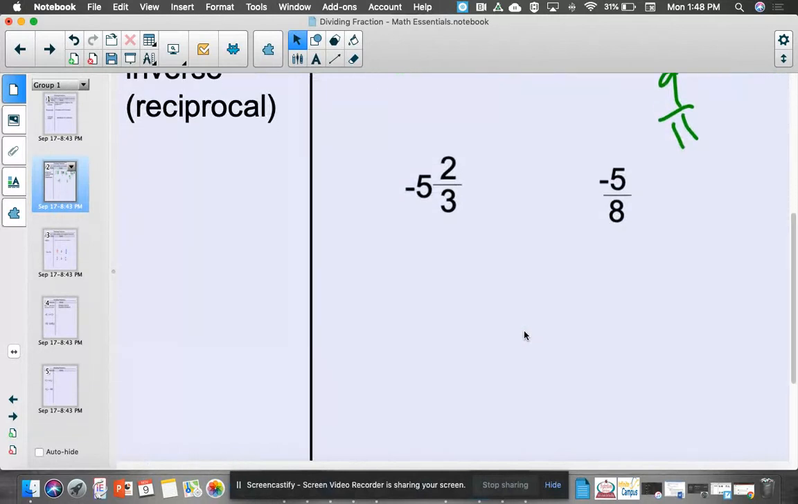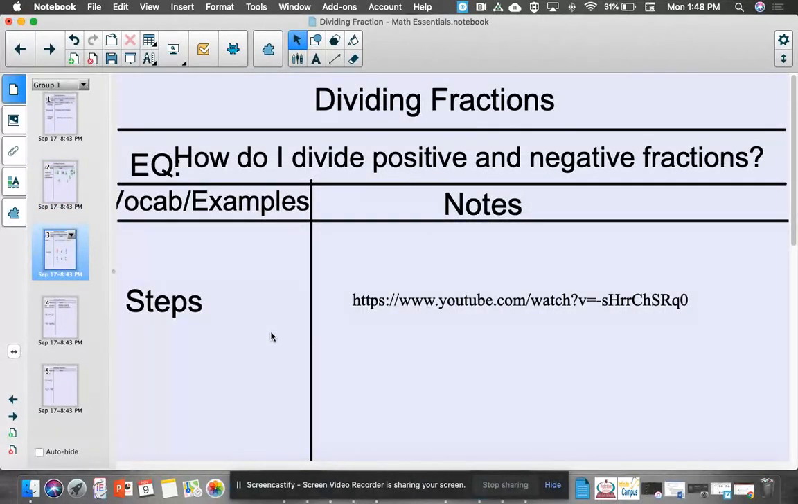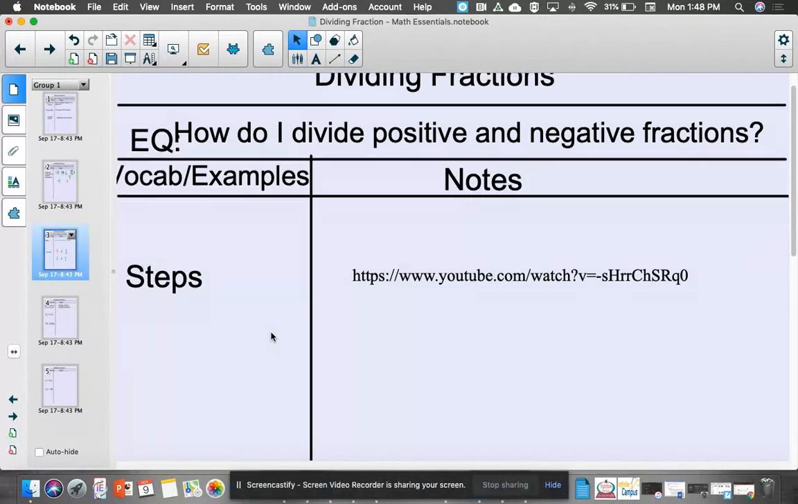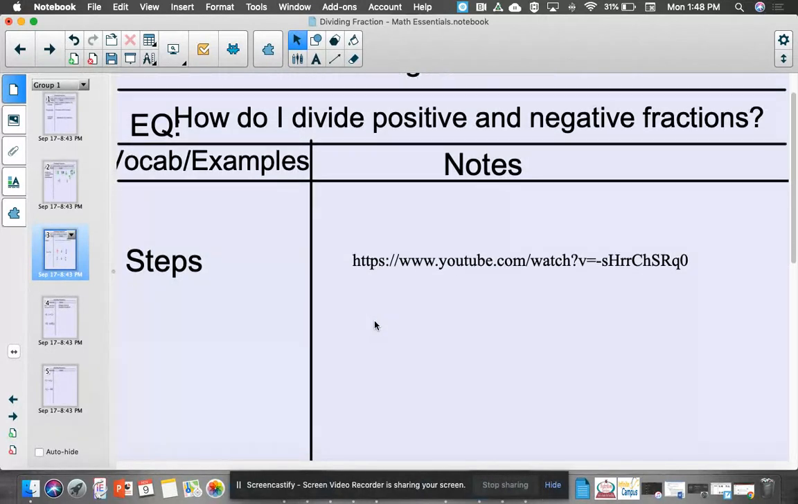Next, you are going to do the next two, finding the reciprocal. So the reciprocal of -5 2/3 is, and then the reciprocal of -5/8 is, all right, so here you can find the steps. You can watch a YouTube video of it if you'd like.